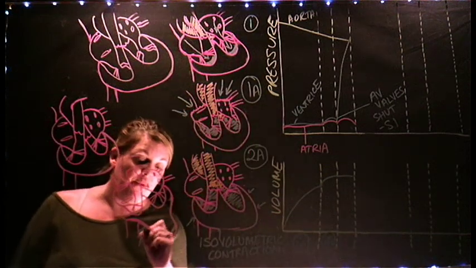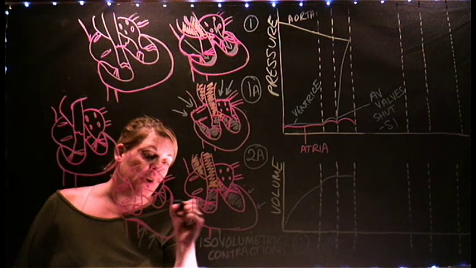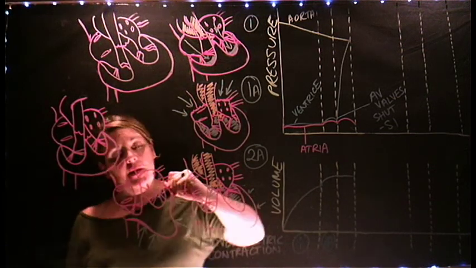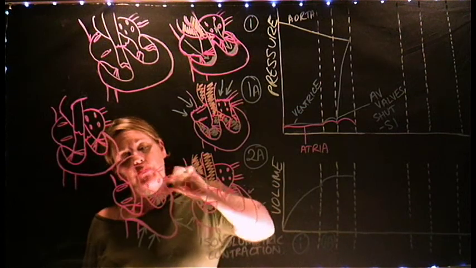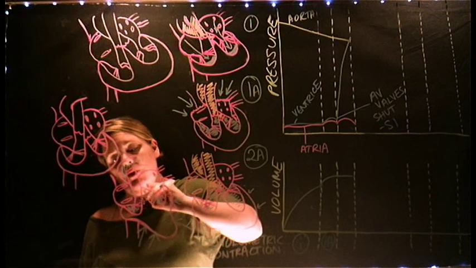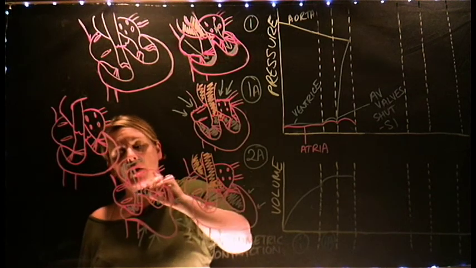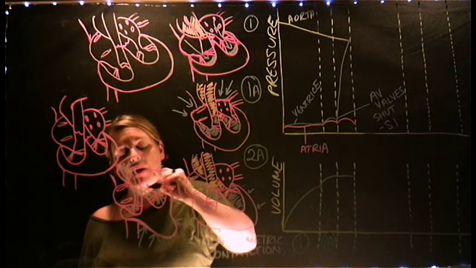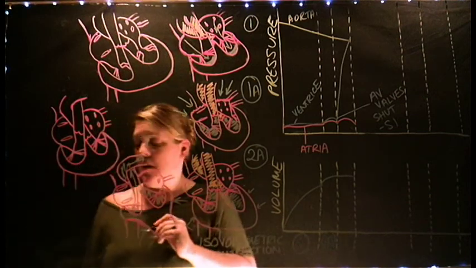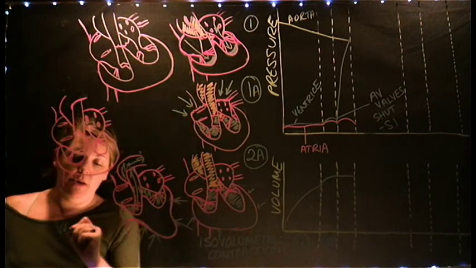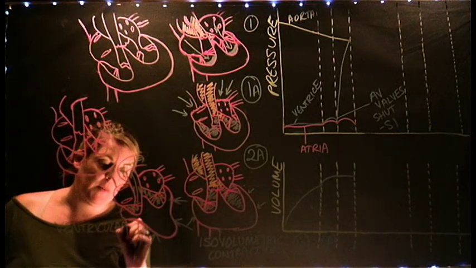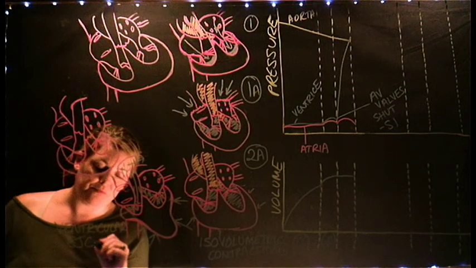So we have a massive ventricular contraction and ejection of blood out into the great vessels through those open semilunar valves. And notice that the AV valves are still shut here. So this is ventricular ejection.